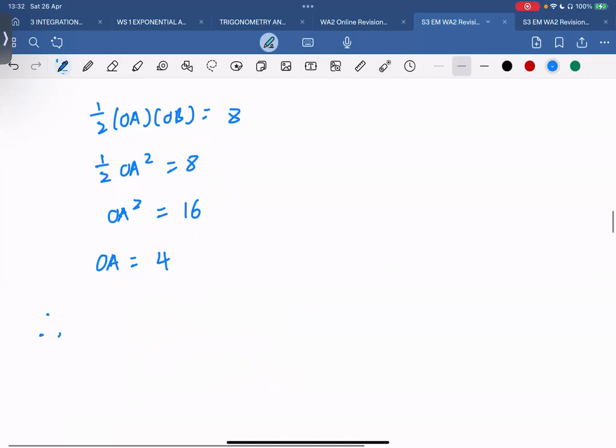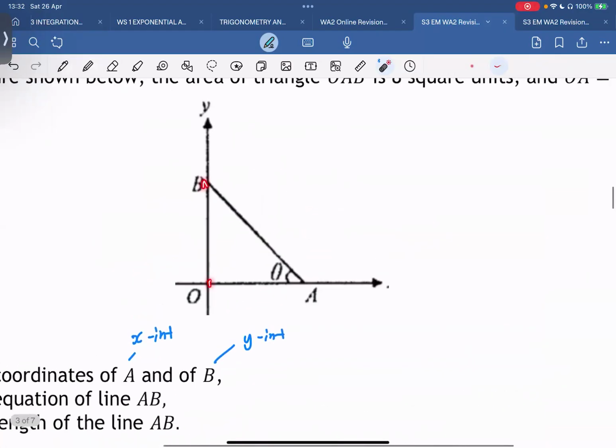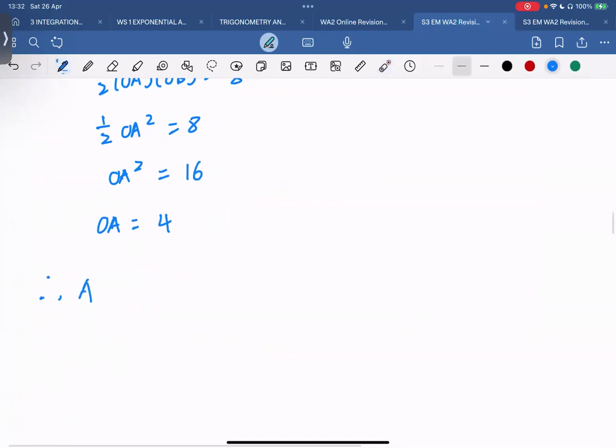Therefore, if OA is 4 units long, then A must be 4. And since we know OB is the same as OA, then B must also be 4. Therefore, coordinates of A will be (4, 0), and B will be (0, 4).